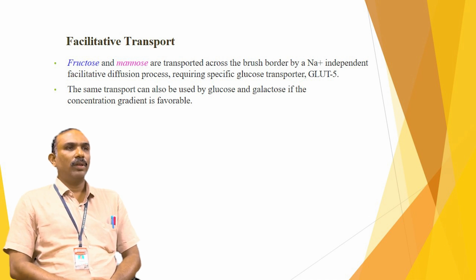Fructose and mannose are transported across the brush border by a sodium independent facilitative diffusion process requiring a specific glucose transporter, that is GLUT5. That is one of the glucose transporters for facilitative transport. The same transporter can also be used by glucose and galactose if the concentration gradient is favorable. With the same transporter, glucose and galactose will also be transported, that means absorbed.